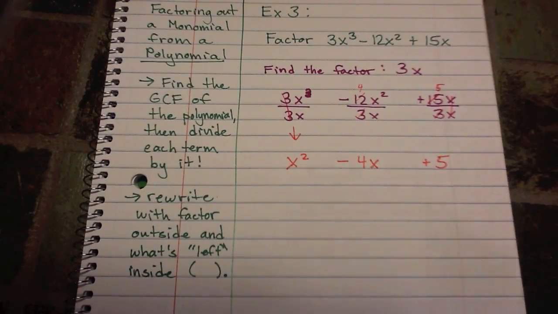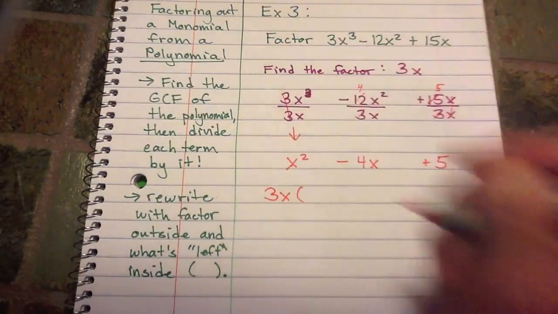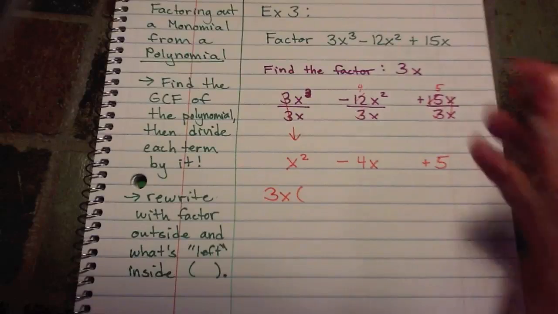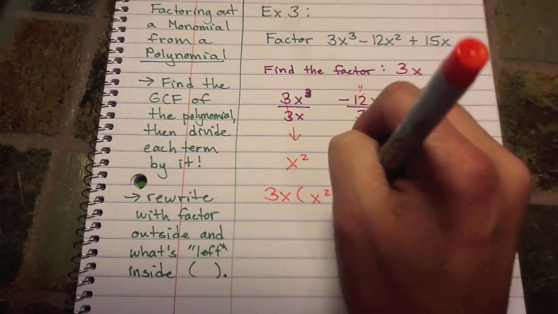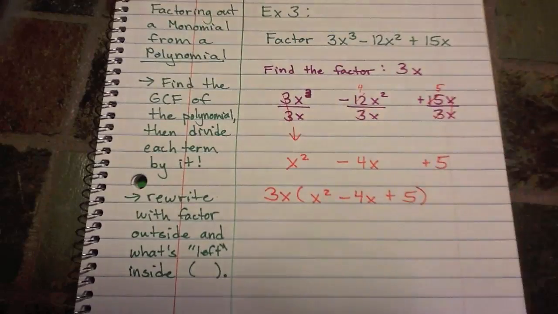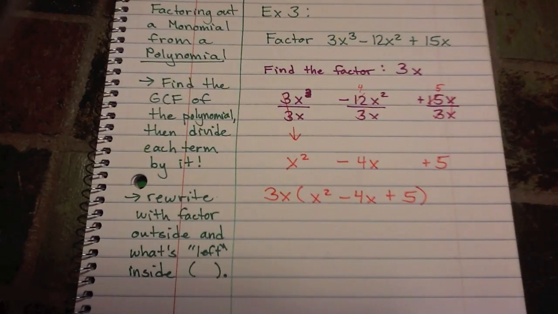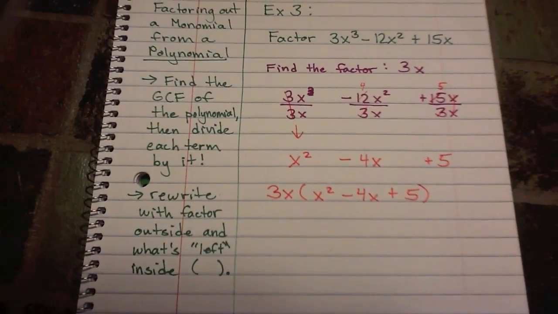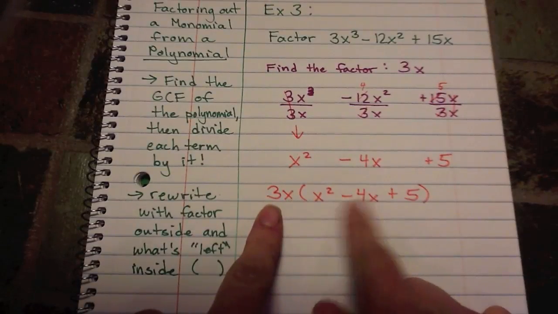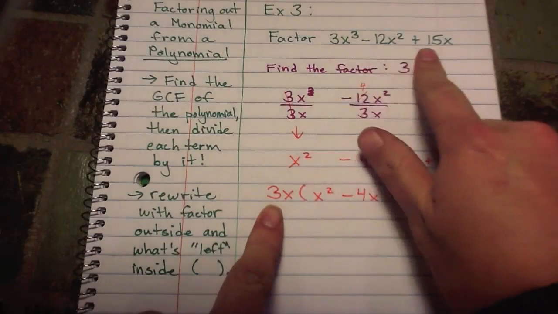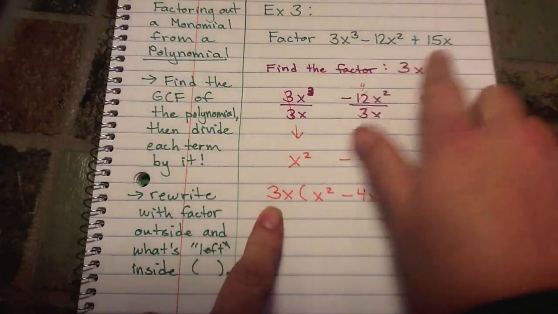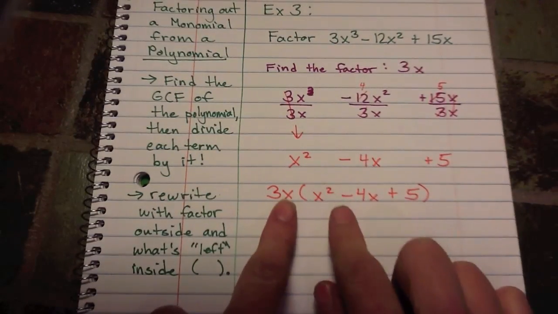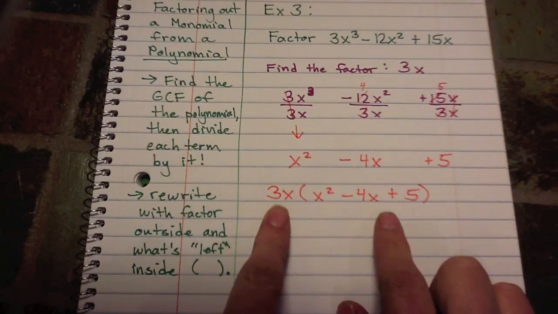Now I rewrite that with my factor on the outside, and then a set of parentheses and these 3 terms inside. X squared minus 4x plus 5. How this relates to that rectangle that we've been doing, or just distributing. Remember, multiplication and division are exact opposites, and factoring is like division. The way that I can check my answer here, if I distribute this 3x to these 3 terms, I should be able to get my original polynomial up there.